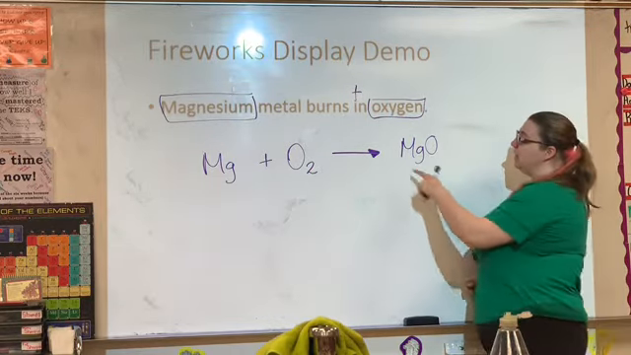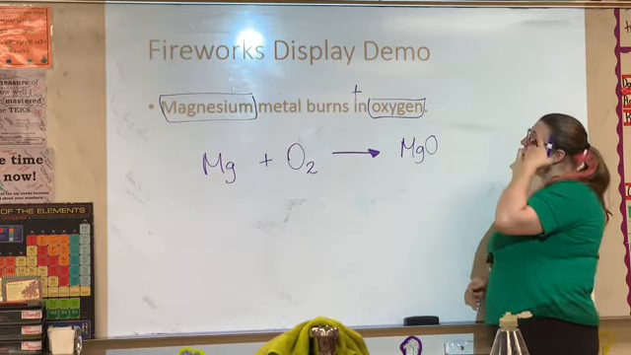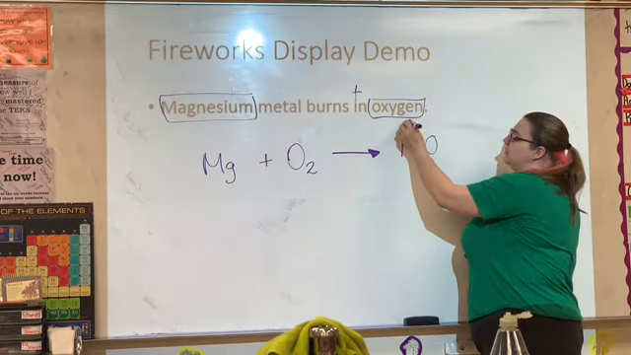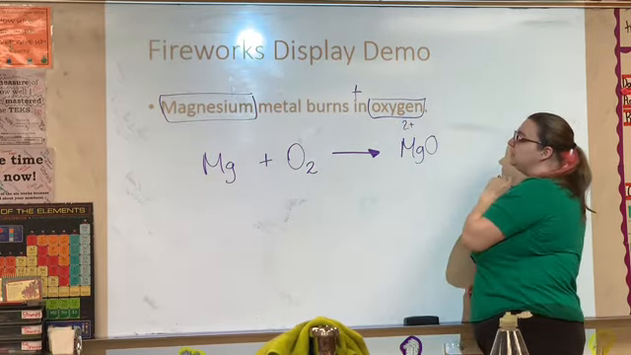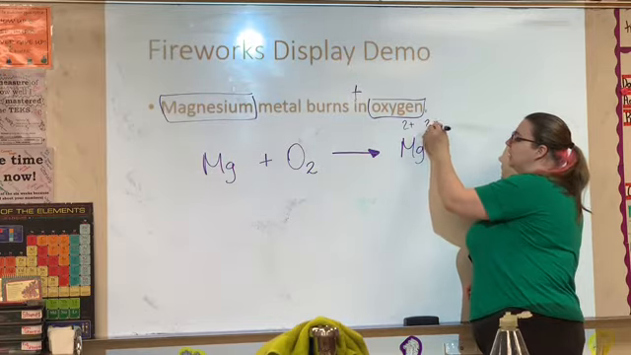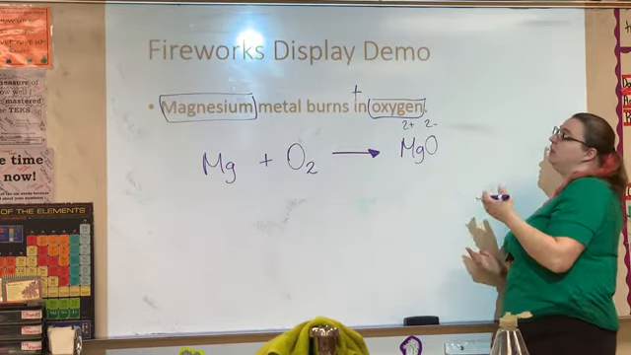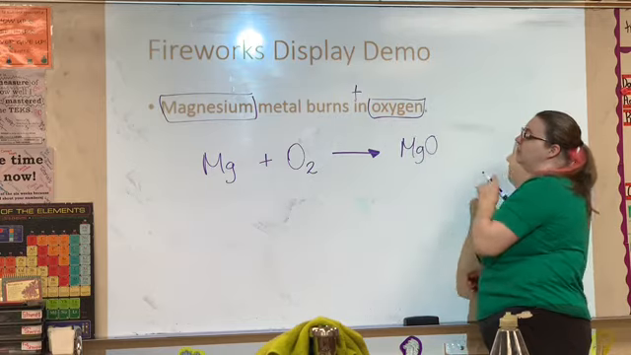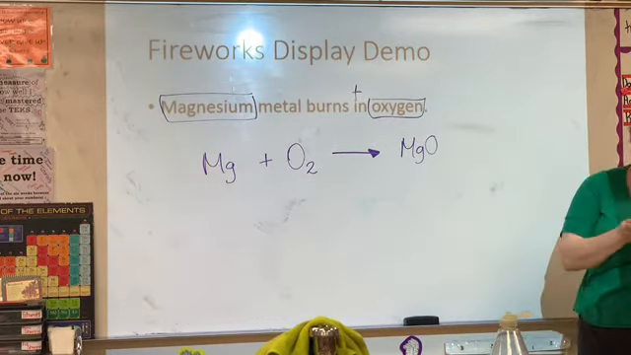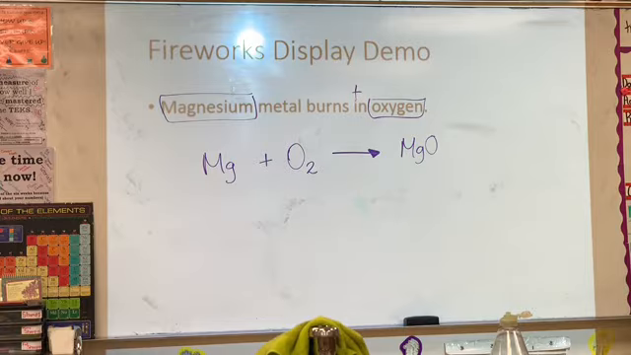So now let's re-crisscross our charges, because now that it's in a compound we have charges. Magnesium is a group 2 metal, so it's going to have a charge of 2+. Oxygen is group 16, so it's 2-. Those are going to cancel each other out, so we don't need any numbers here. All right, so that's going to be the equation for the reaction.